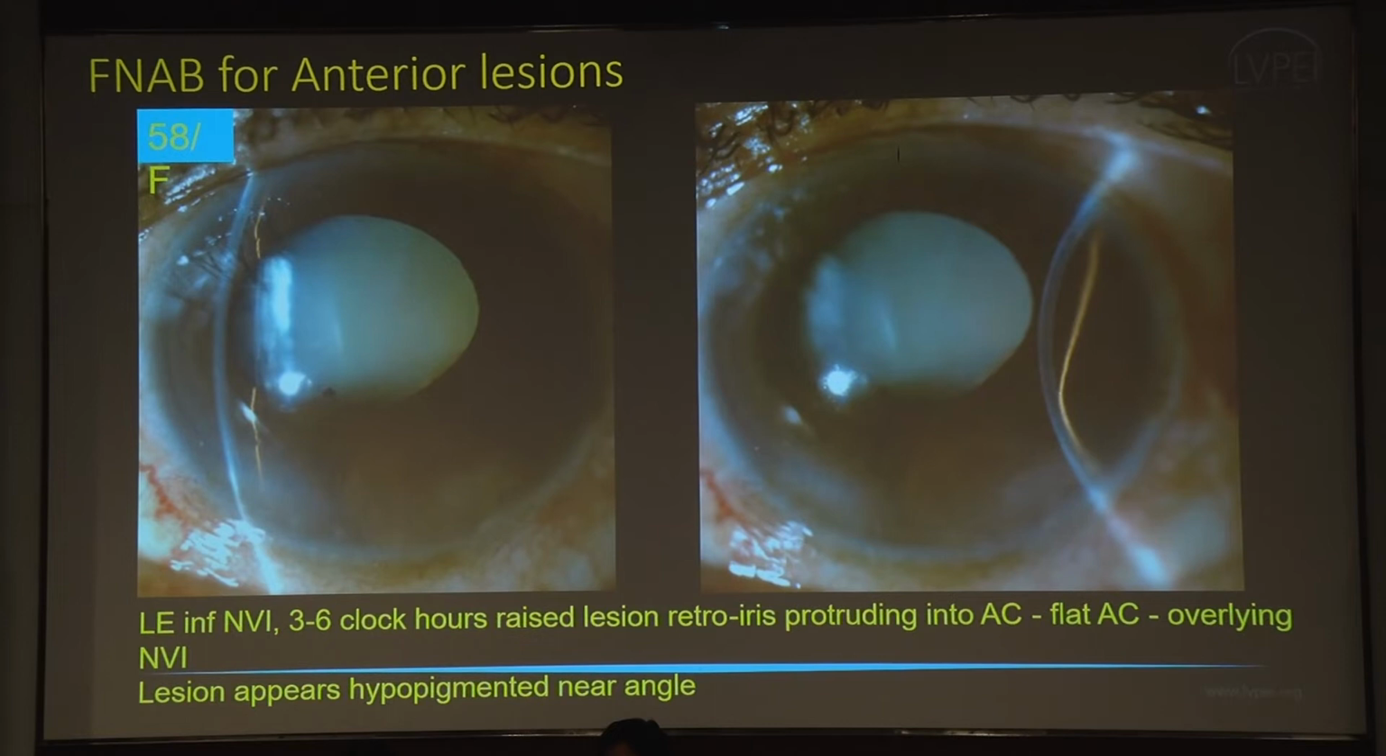So this is one of the cases, a 58-year-old female who presented to the OPD with a near total cataract. However, you could see there was a small amelanotic lesion residing behind the iris and it was pushing the iris in the front. There was a small globular lesion seen from 4 o'clock to 7 o'clock with vascular malformation seen on the surface of the lesion.